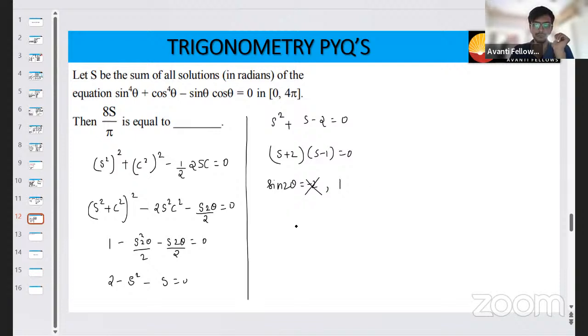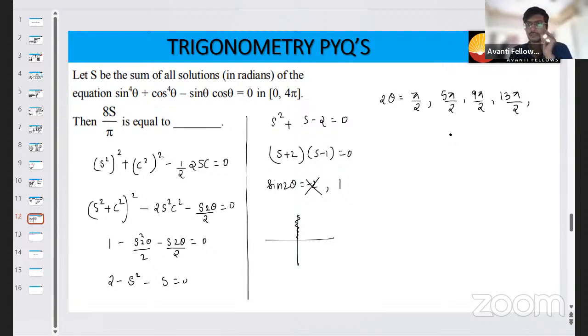So 1 मतलब कहाँ पे आता है? यहाँ पे. Correct? Odd multiples of pi by 2. So 2 theta will be pi by 2, 5 pi by 2, 9 pi by 2, 13 pi by 2. 4 का डिफरेंस है ना. 17 pi by 2, 21 pi by 2.